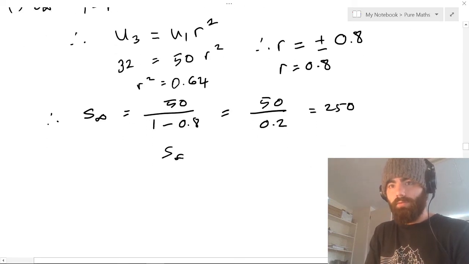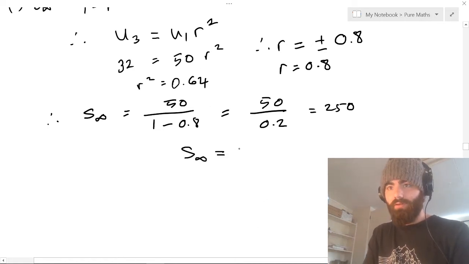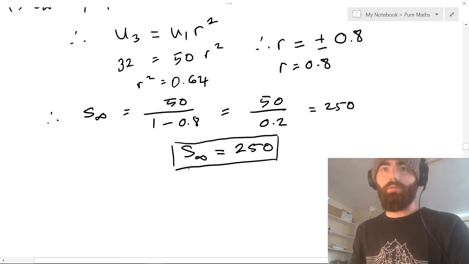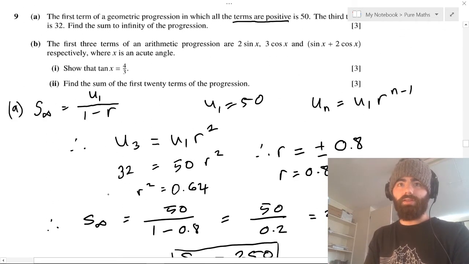So our sum to infinity is 250. When I haven't written on this thing before, it takes me a while to get used to it. I feel like I can't write properly. Cool, so that's A.